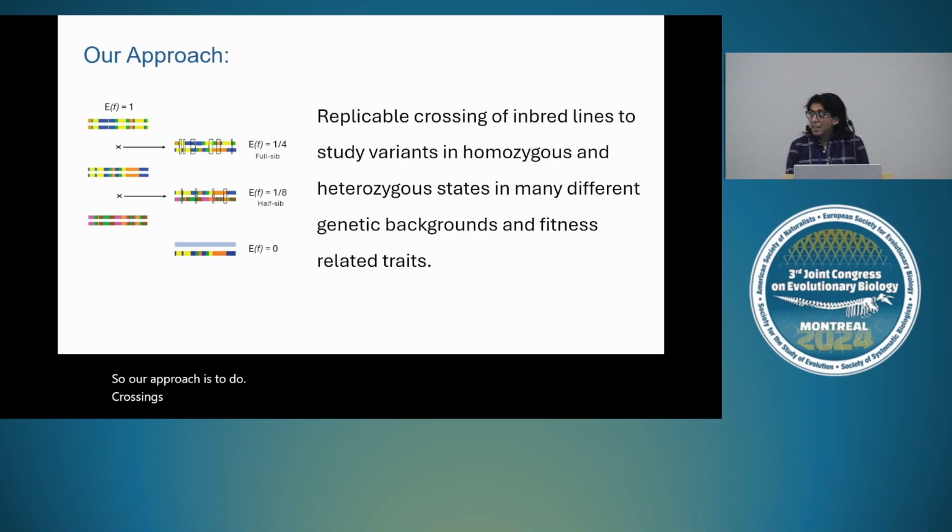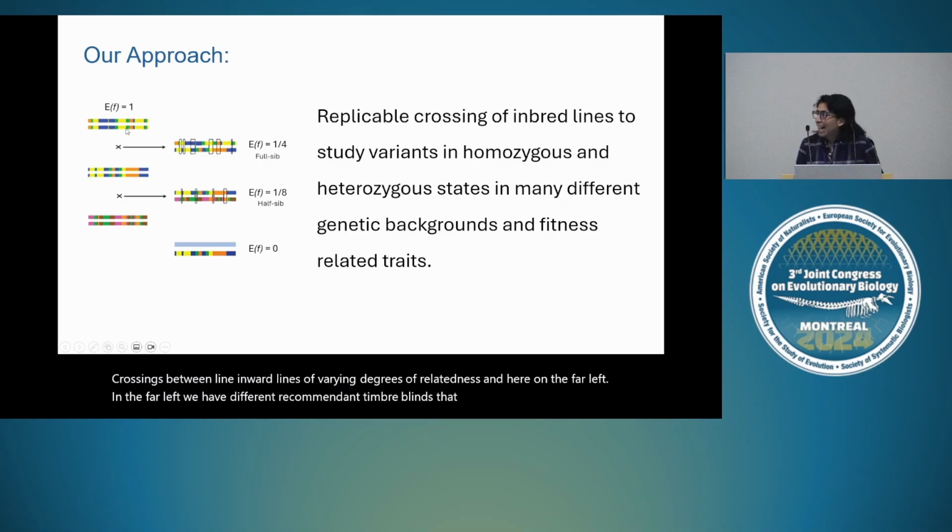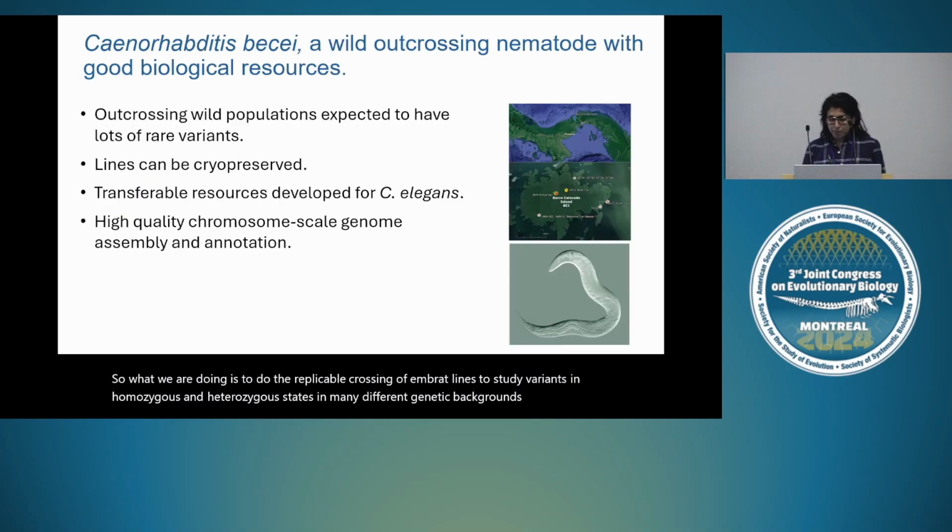crossings between inbred lines of varying degrees of relatedness. And here on the far left, we have different recombinant inbred lines that have varying degrees of relatedness, shown here by having the same colored haplotype blocks. And some of them have the same haplotype blocks at the same positions. So what we can do is grab those crosses and select for homozygous states for those particular locations. So what we are doing is the replicable crossing of inbred lines to study variants in homozygous and heterozygous states in many different genetic backgrounds and fitness-related traits.